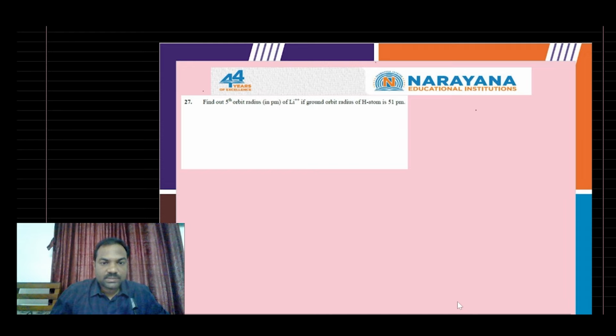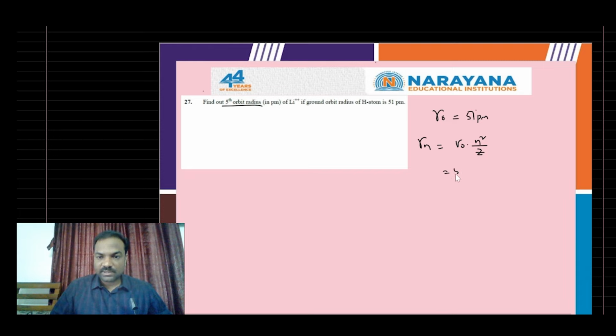So here we go with the next question, where they're asking the fifth orbit radius of the lithium plus hydrogen-like atom when the ground state radius of hydrogen atom is given. Okay, the ground state radius r naught is 51 picometer, they have given. Now they are asking the fifth orbit radius. So we know the direct formula Rn is equal to r naught into n square by Z. So it is 51 picometer multiplied with n square, which is 5 square, by Z value. Lithium is 3. Okay, this is 51 picometer multiplied with 25 by 3.